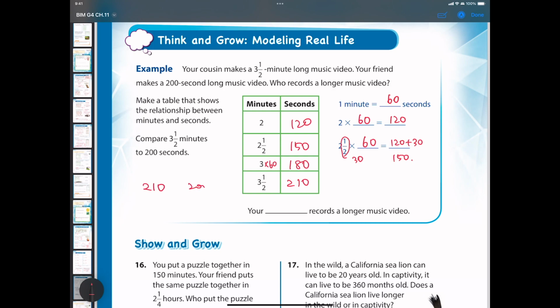Okay, so compare this, 210 and 200. 210, which is 3.5 minutes, is greater than 200. So your cousin or your friend? So your cousin records a longer music video.